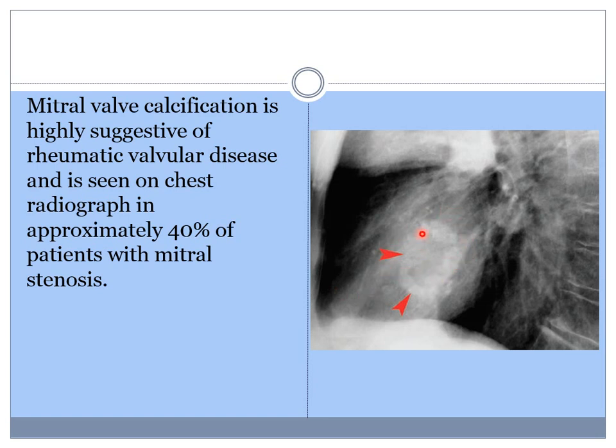Mitral valve calcification is highly suggestive of rheumatic valvular disease and is seen on chest radiograph in approximately 40% of patients with mitral stenosis. It is seen much more if stenosis and regurgitation are associated together. Only 10% are associated with atherosclerotic changes. The shape of calcification is either ovoid, C-shaped, or J-shaped.